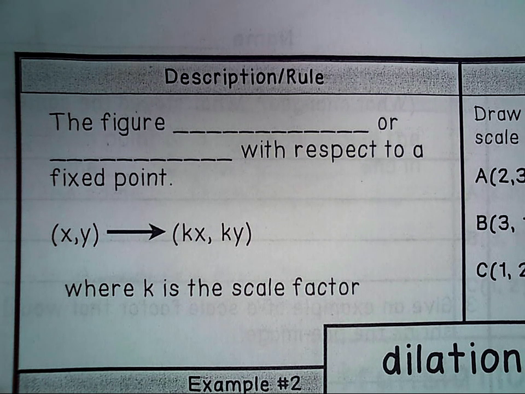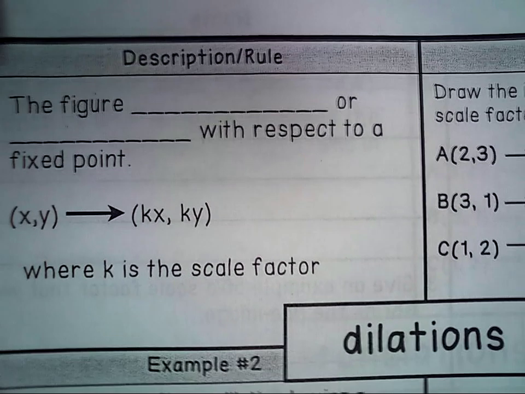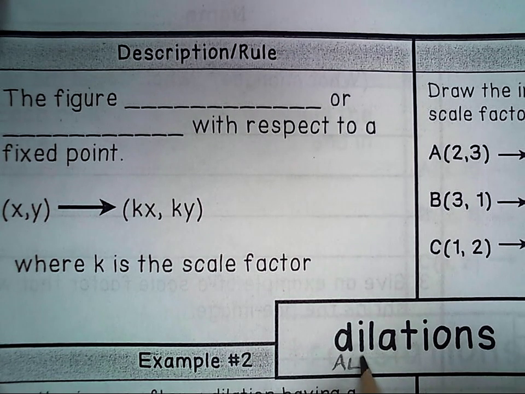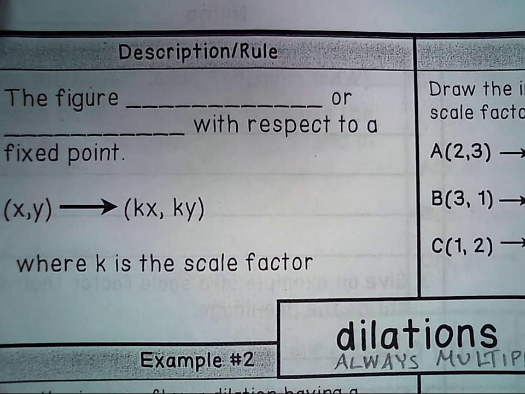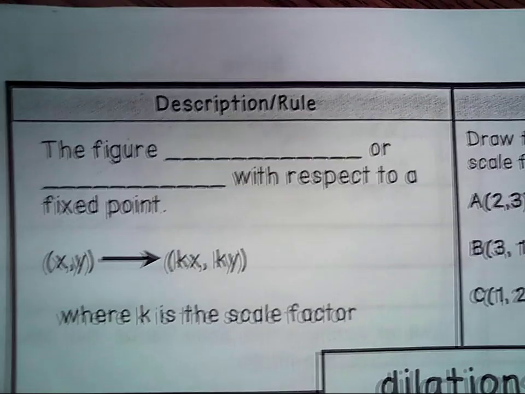So when we're talking about dilations, the one thing you always want to remember is that you always multiply. You always multiply. So I'm going to put that right here just as a good way to remember. It's always looking right at you. We're always going to multiply when it comes to dilations.